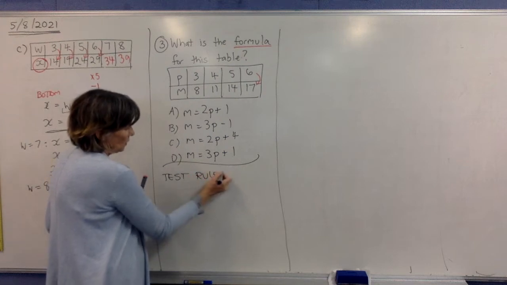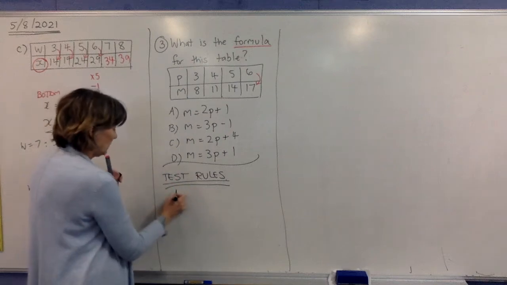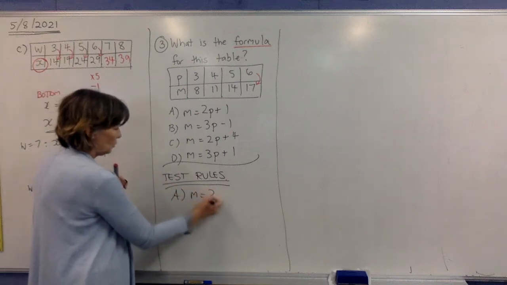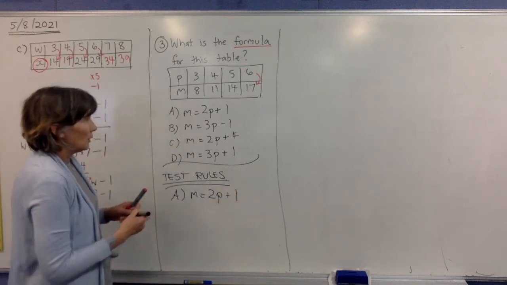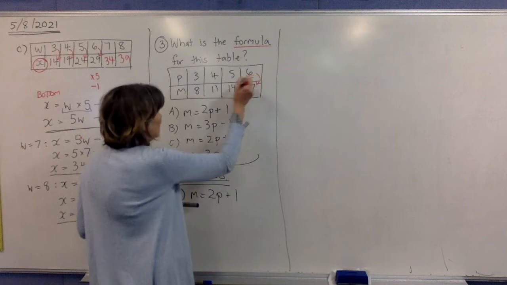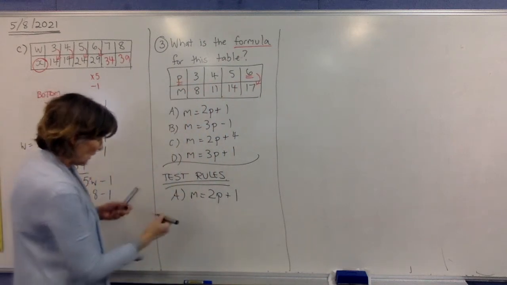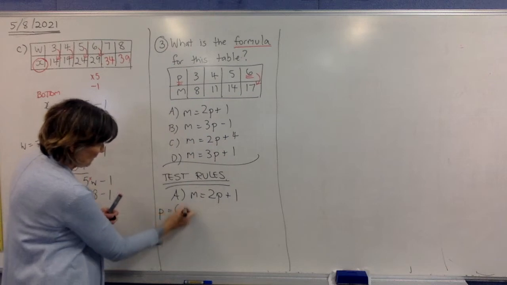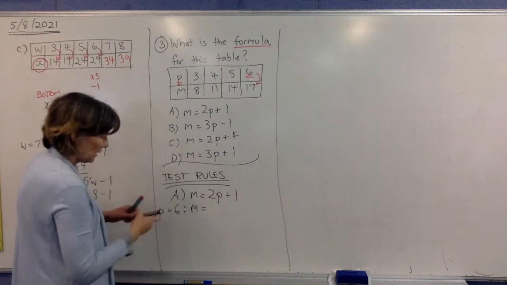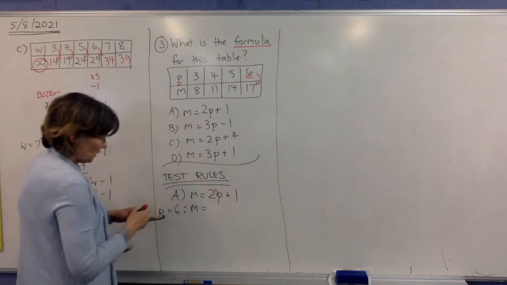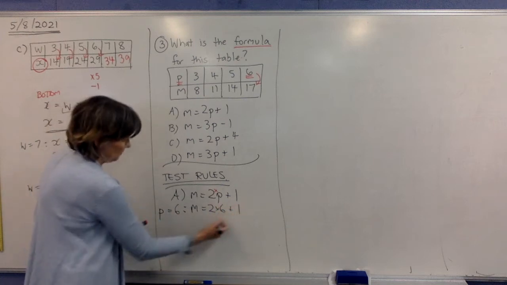Test the rules. So I'm going to start with the first answer, which is A, M equals 2P plus 1. We're going to test whether that works. Okay, so I'm going to do it here. I'm going to take this P value of 6 and put that in. Okay, so if P equals 6, let's see if it works. M equals, don't forget your times sign here. 2 times, now our P value is 6 at the moment, plus 1.